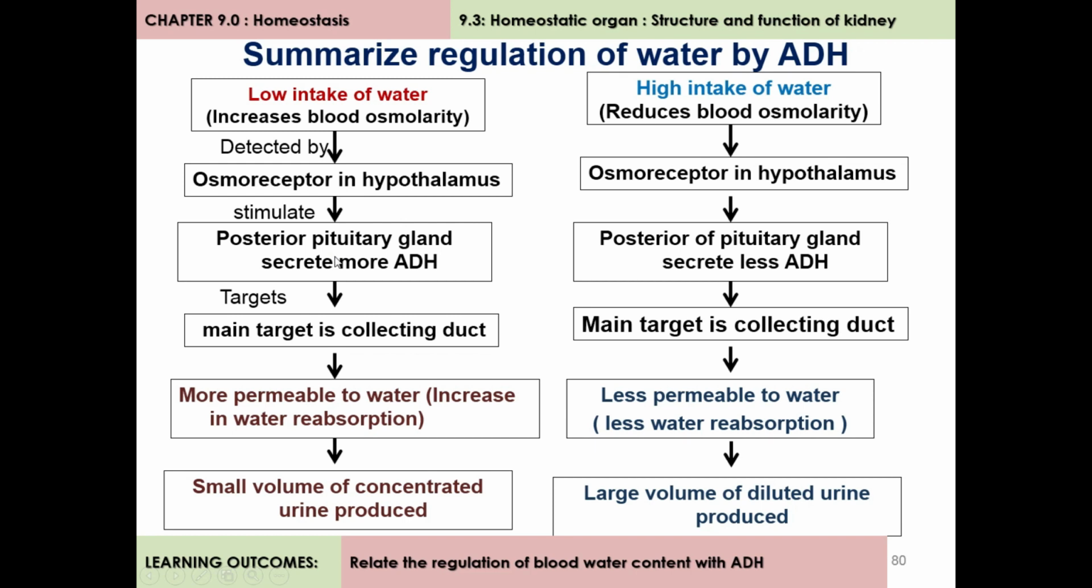So the main target of ADH is collecting duct. Okay, so what happened when ADH reach the kidney? The main target is collecting duct. Make the collecting duct more permeable to water. Okay, once more permeable to water, small volume of concentrated urine are produced. Bila kita kurang minum air, air kencing kita akan jadi pekat. Kenapa? Sebab low intake of water, it increase blood osmolarity.